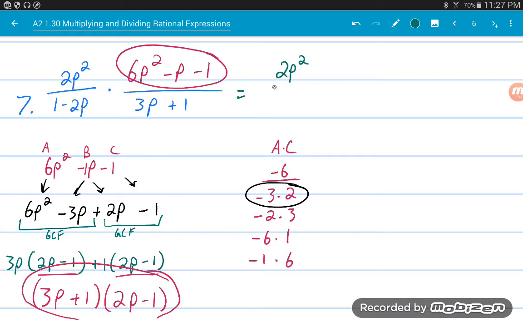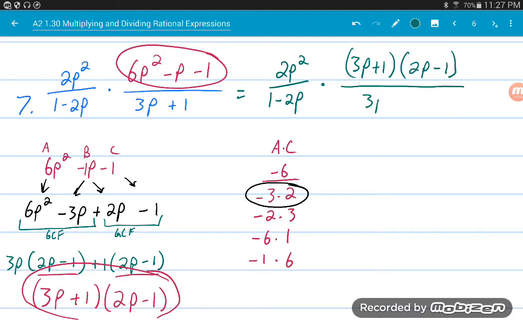2p squared over 1 minus 2p times, let's rewrite the top, 3p plus 1, 2p minus 1, all over 3p plus 1. Now this is the best part. This crosses out, and so does this. And it looks kind of like we're done, right?